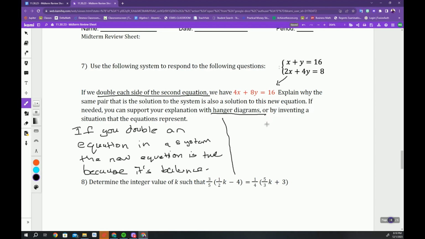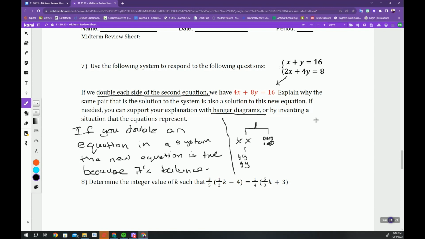So for example, if you guys remember the hanger diagrams, what you put on one side, if you have it balanced, on the other side the hanger diagram should remain balanced. On this second equation, we have two x's, x and x, and we have four y's: 1y, 2y, 3y, 4y's. On the right side, we have 8 units. So 2x and 4y's is equal to 8 units.